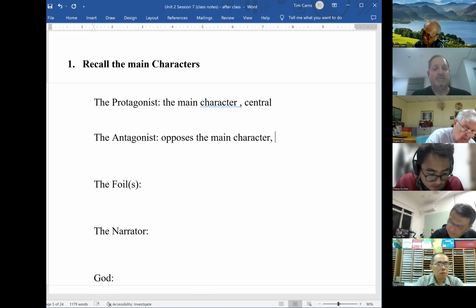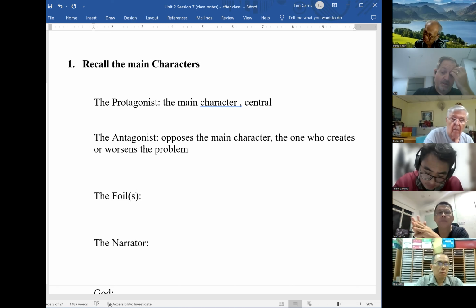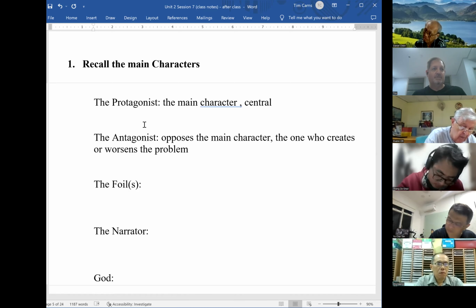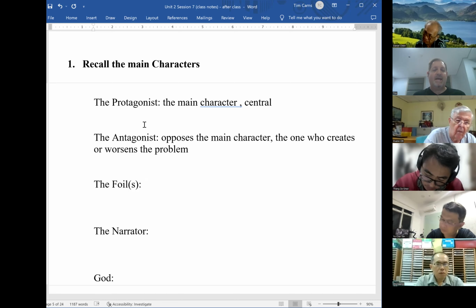The antagonist is really the one who creates or worsens the problem in the story. We're going to discuss this when we get to plot, but stories typically center around a problem and the resolution of that problem. Is the problem going to get solved? What's going to take place with this problem? The antagonist is the one who instigates or creates that problem, or perhaps worsens it, making things hard for the main character, the protagonist.